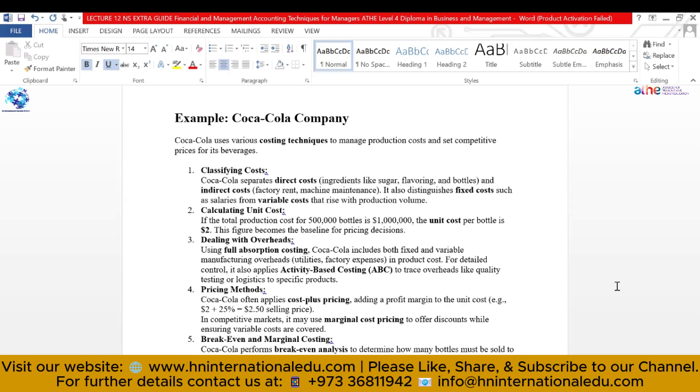Coca-Cola uses various costing techniques to manage production costs and set competitive prices for its beverages. You can go for Pepsi as well, but it's just an example. Classifying cost: Coca-Cola separates direct cost, that is ingredients like sugar, flavoring, and the bottles, and indirect cost, factory rent, machine maintenance. It also distinguishes fixed costs such as salaries from variable costs that rise with production volume. Recently, back in 2 years, there was a sparkling decline in the sales of Coke due to the things going on.